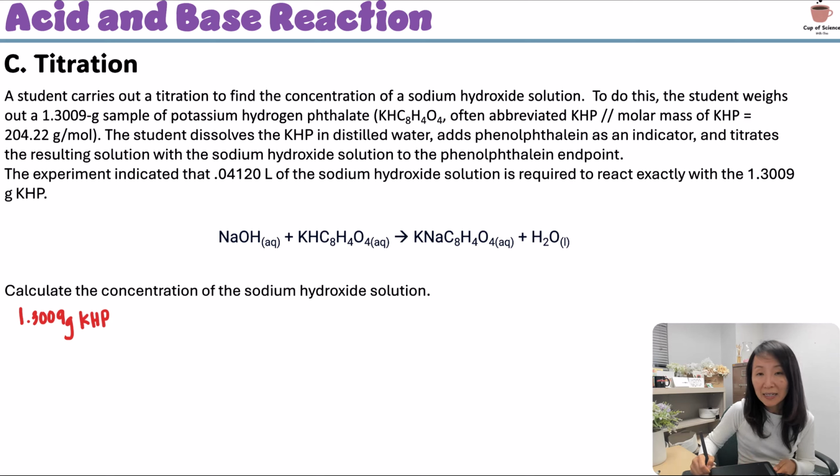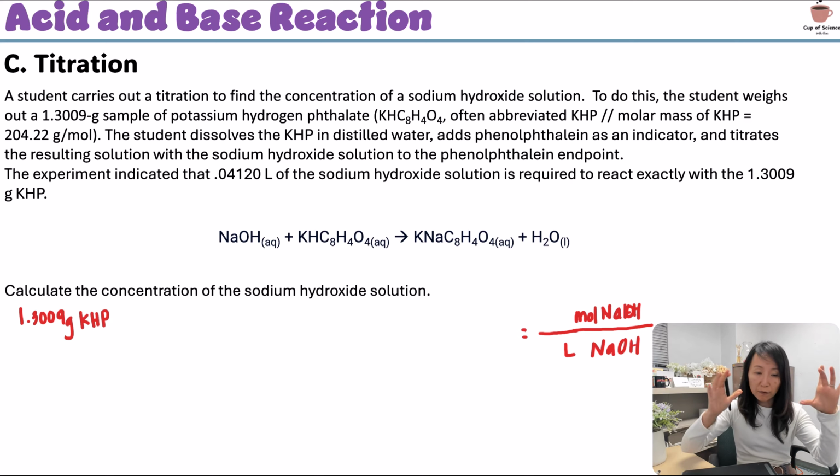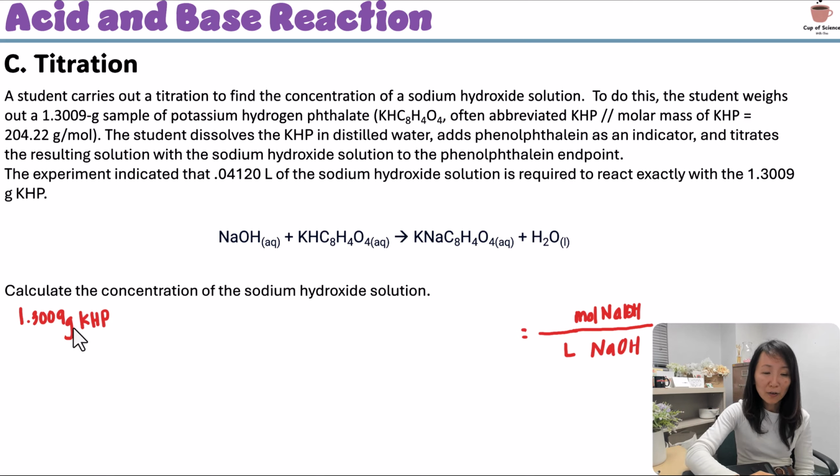And the end is what I'm looking for, which is the molarity, right? I want to know the concentration. Molarity is moles of NaOH over liters of NaOH. This is the same as molarity, but I put it in a split form. So we're trying to get from the grams of KHP all the way to molarity. Let's see if we can do this. It gives you the molar mass of KHP, which will help us to cancel out the grams of KHP.